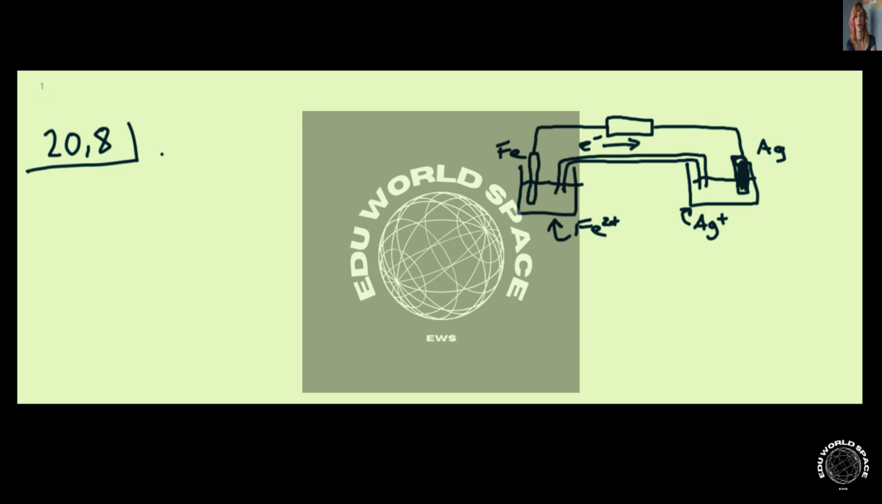The cathode is where reduction occurs. We also know that electrons flow from anode to cathode. So we see the direction of the electrons is going to the right, from iron to the silver. So that means that silver is the cathode.